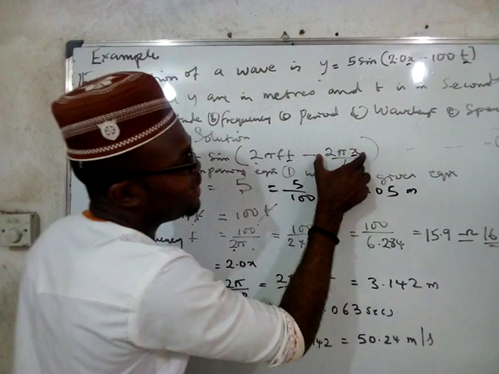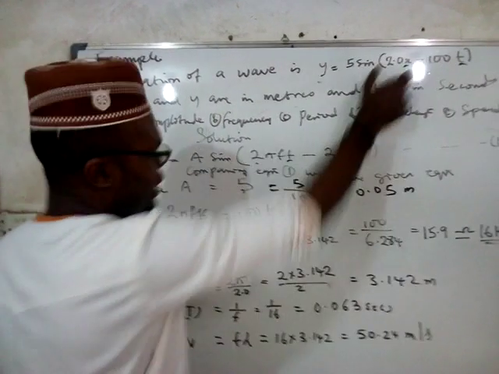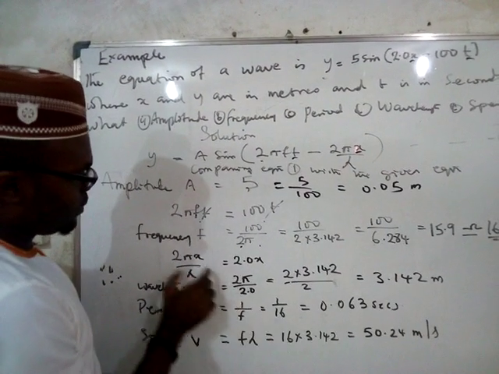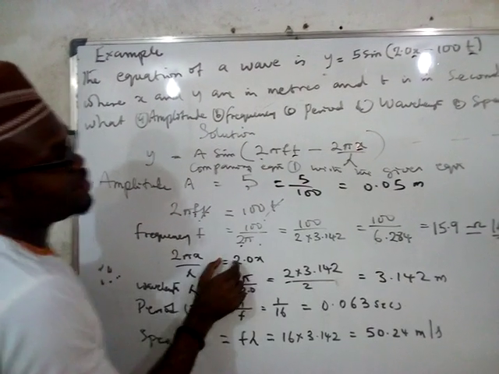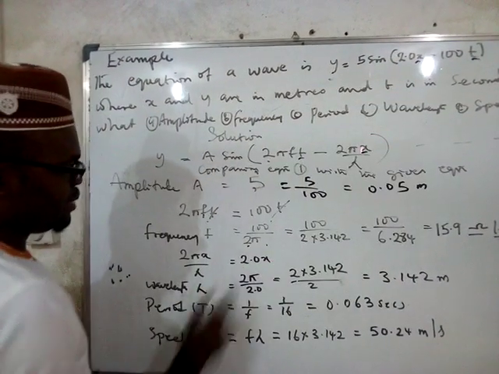Now, wavelength. How do you do wavelength? You check the second equation, see the one that has x. So equate them together. You have 2πx over lambda is equal to 2.0x. Is that clear?